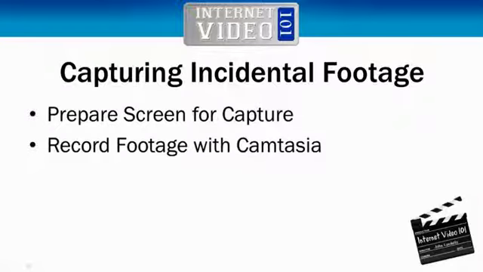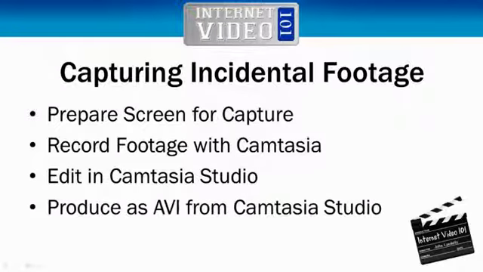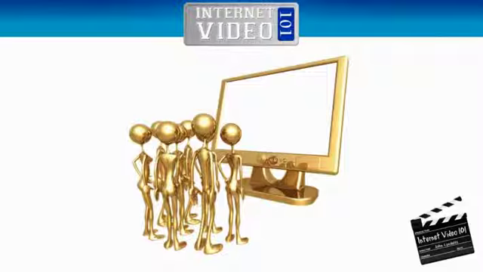Once we've done that, we record the footage with Camtasia in exactly the same way. Then we go in and edit it in Camtasia Studio. We do a lot more with it there. We're probably going to start zooming and panning with it. I'll show you that in a moment. And then again, we produce an AVI from Camtasia Studio. So we'll have a look at that.